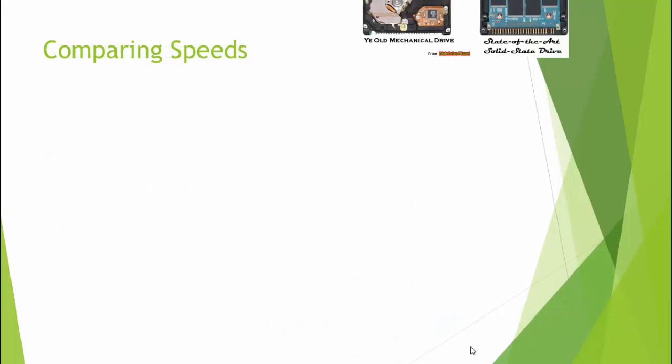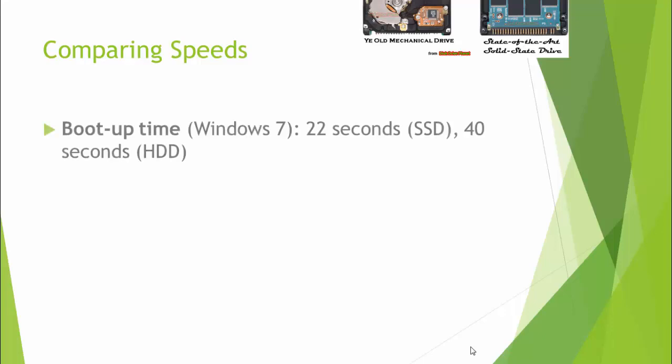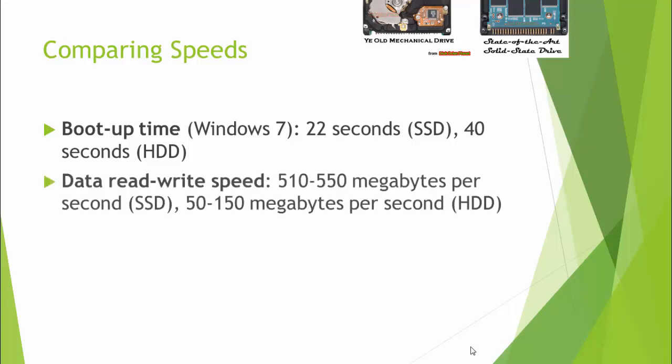So we can talk about SSDs versus hard drives from another perspective, and that's in terms of speed. What kind of advantage do we get for spending the money on an SSD? Well, one report online identified that Windows 7 takes about 22 seconds to load from a solid state drive, about double that to load from a modern hard drive. So if that 20 seconds is important to you, then you might want to invest in an SSD.